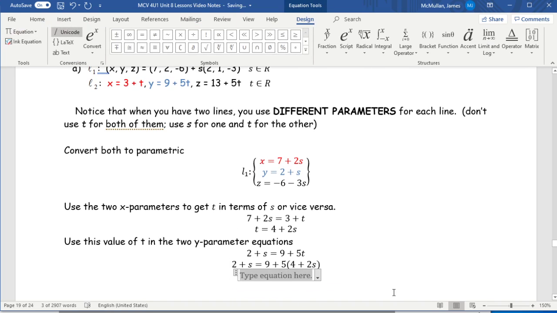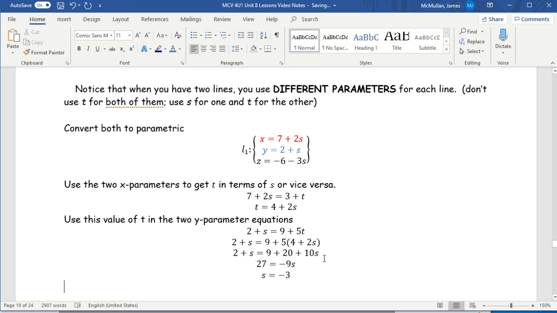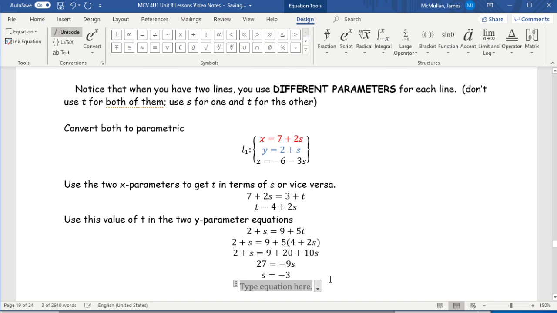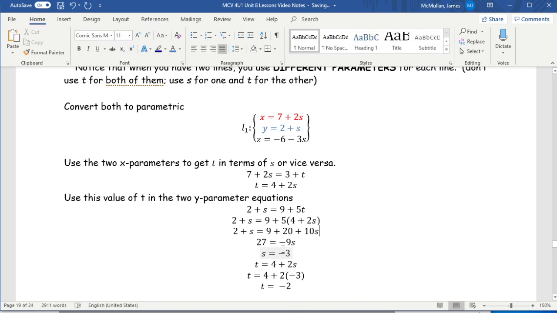And then I just solve for s. So 2 plus s equals 9 plus 20 plus 10s, which brings 27 equals 9s in magnitude with a negative sign, and therefore s is equal to -3, right? Let's make sure we did this right. If s is -3, let's figure out what t would be. We know that t is 4 plus 2s, so t is 4 plus 2 times -3, t is equal to -2. So let's see if -2 and -3 work in the two equations we came up with.